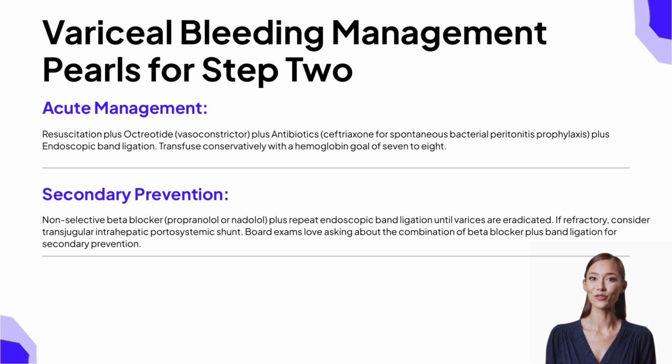For acute management, remember: resuscitation, Octreotide, antibiotics, and endoscopic band ligation. Transfuse conservatively with a hemoglobin goal of 7 to 8 to avoid worsening portal hypertension. For secondary prevention, the combination tested most frequently is a non-selective beta blocker like propranolol or nadolol plus repeat endoscopic band ligation until varices are eradicated. For refractory cases, the answer is transjugular intrahepatic portosystemic shunt. Make sure you know these protocols cold for test day.